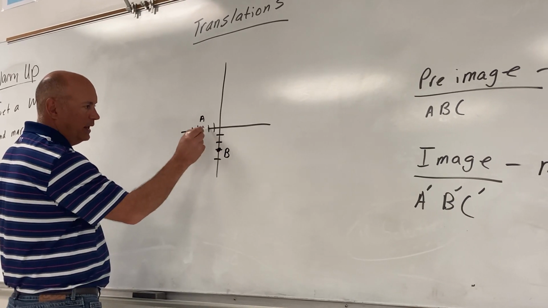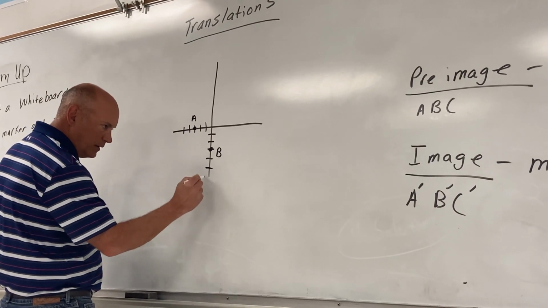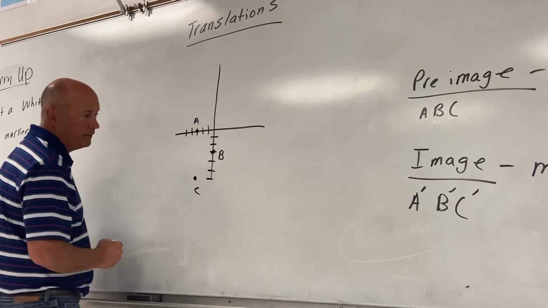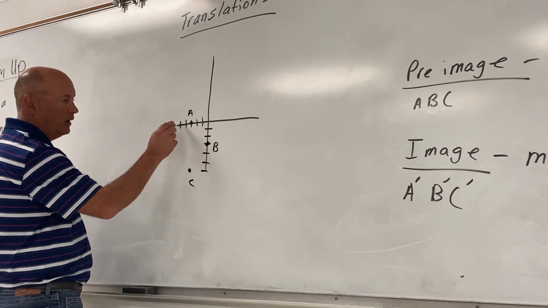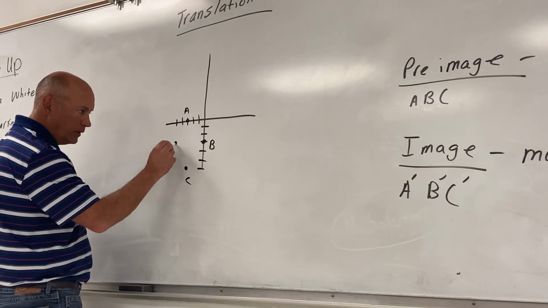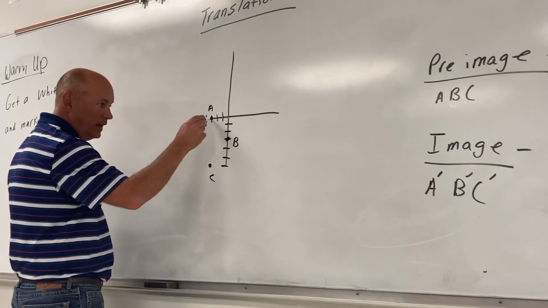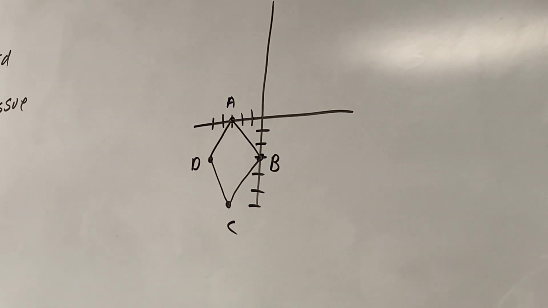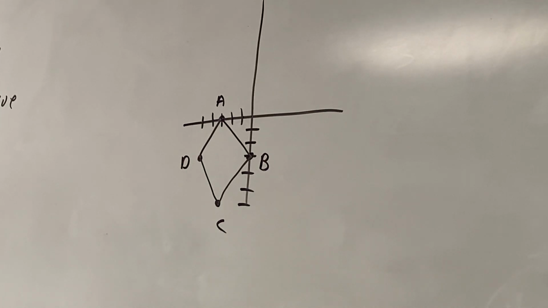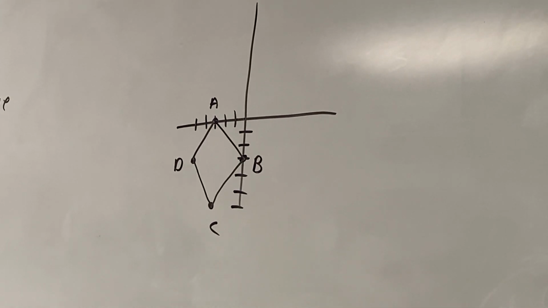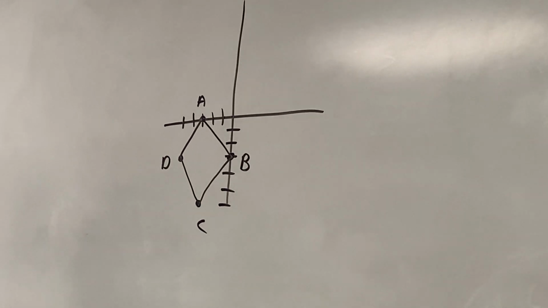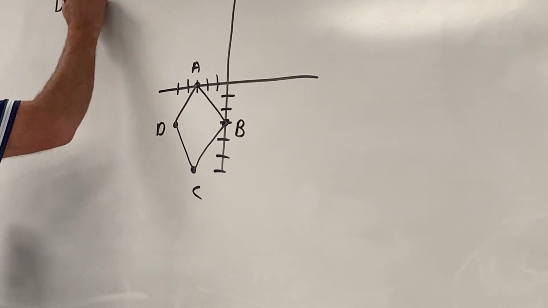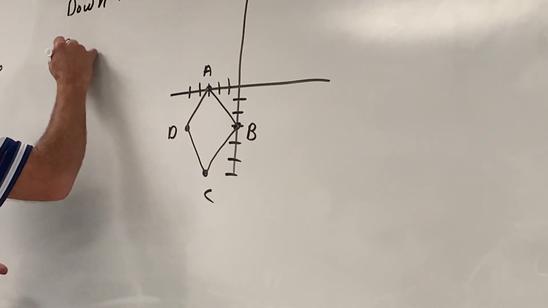Put a point at -3, -6. We'll call that C. And then put a point at -4, -3. We'll call that D. So let's go A to B to C to D. We got a diamond. Not a very pretty diamond, but it's a diamond. All right, let's move this sucker down 1 and to the right 5.